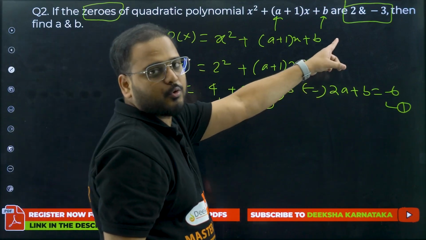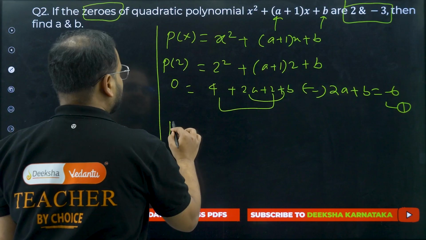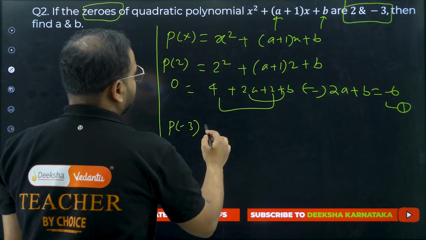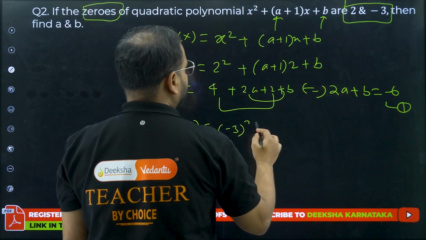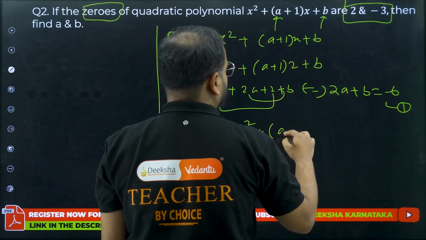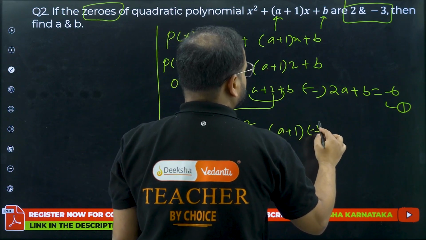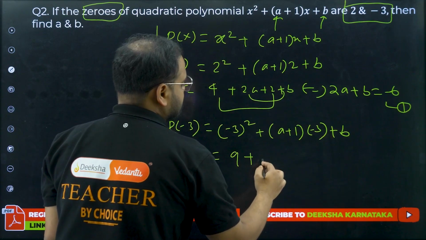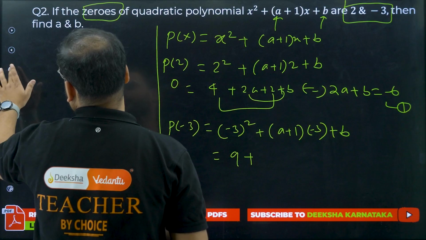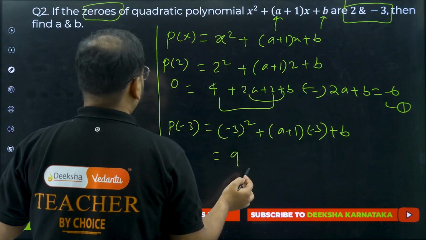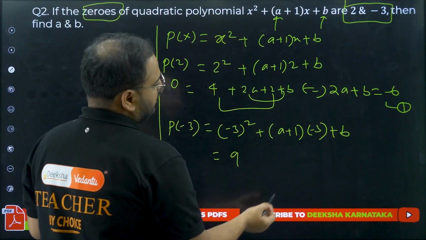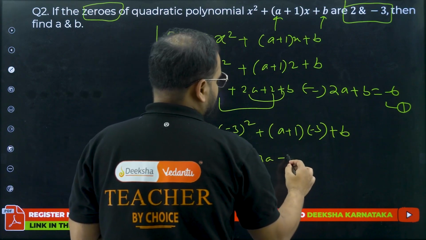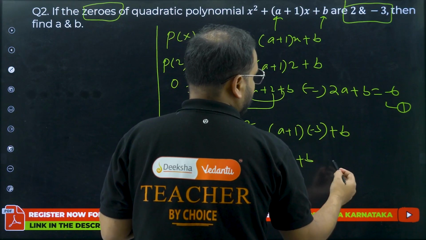Same thing I'll do with the other root, which is minus 3. So p of minus 3, I'll find it out. How much am I going to get? Please check. Minus 3 squared plus (a plus 1) times minus 3 plus b. How much am I going to get? 9 plus, sorry, it's not plus, it's minus 3, no? Please check. Minus 3 times a is how much? Minus 3a, okay? And minus 3 plus b, okay?